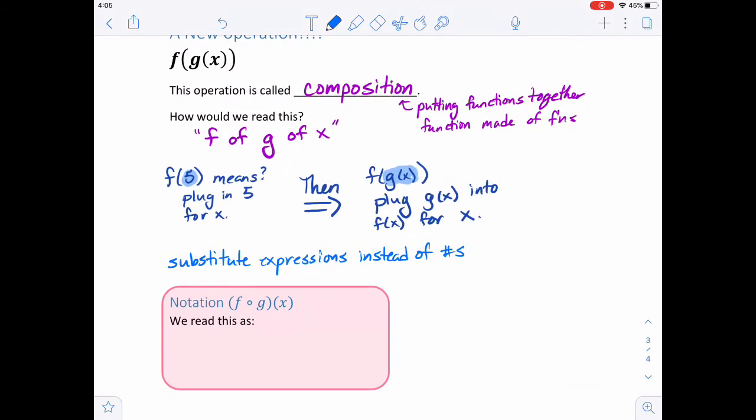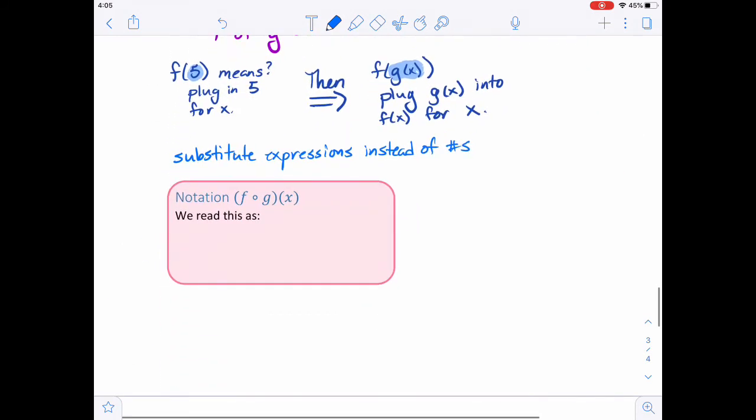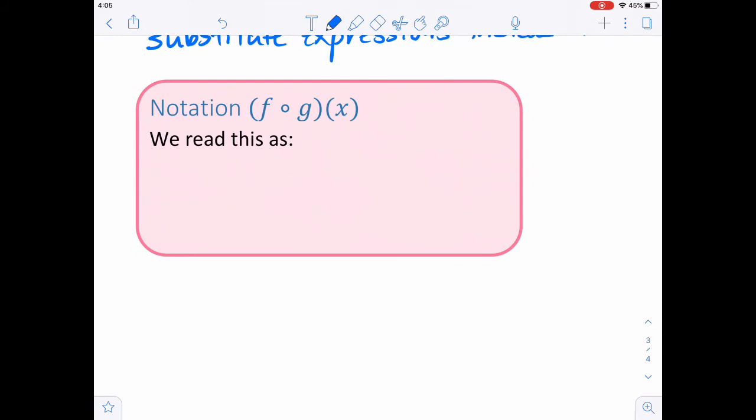Okay. Our notation for this sometimes looks like this. Don't read this as fog. This is just an open circle. We read this as f of, think of this as the O in of, g of x.